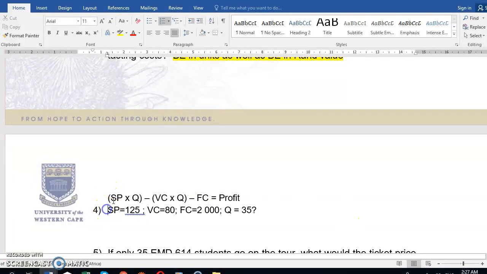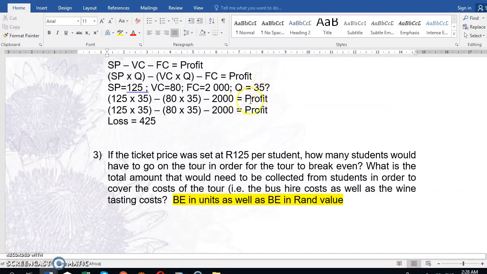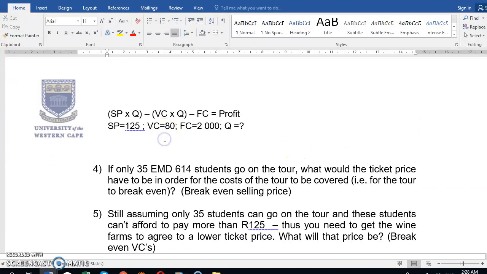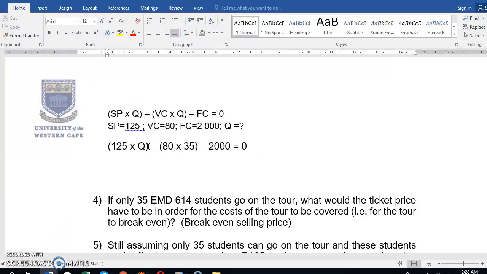And in this formula, we know the only unknown is our quantity. So essentially, we just apply this formula, we apply the inputs and we solve for the unknown. So we know that at break even, profit equals 0. This formula is essentially now going to equal 0. So our quantity is unknown. You can call it Q, X, Y, Z. It doesn't matter as long as it's unknown.